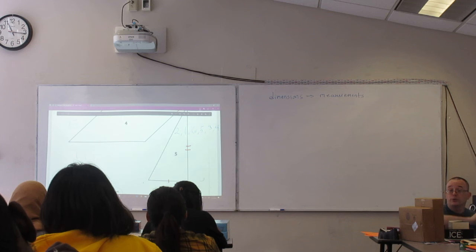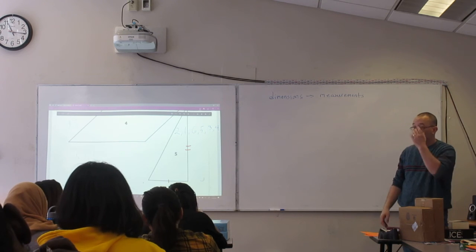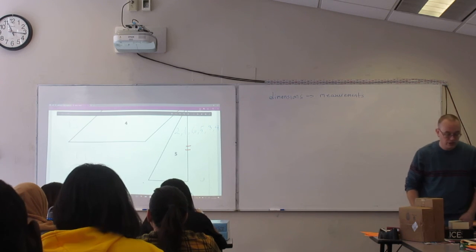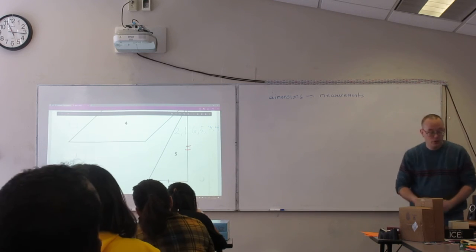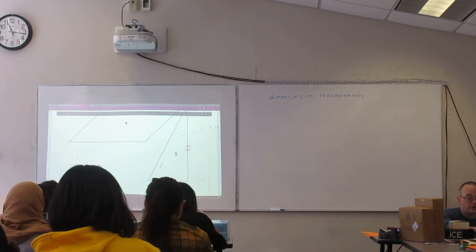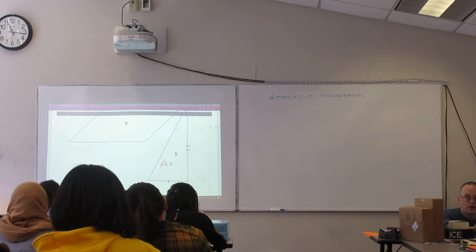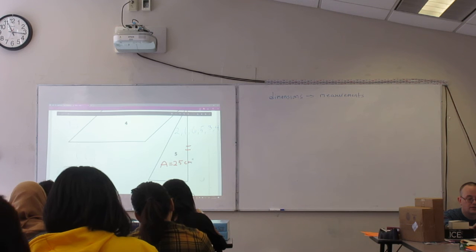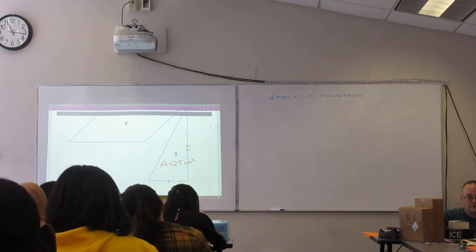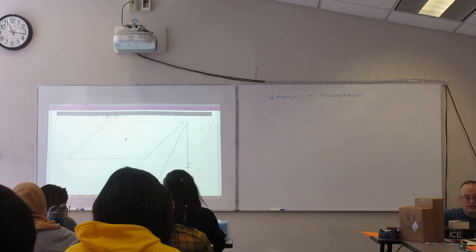Double mark. I'm not going to bother writing measurements. I'm just using the marks to tell me that these are the same measurements. So 10 times 5, divide by 2. So we get an area of 25 centimeters squared. Okay.